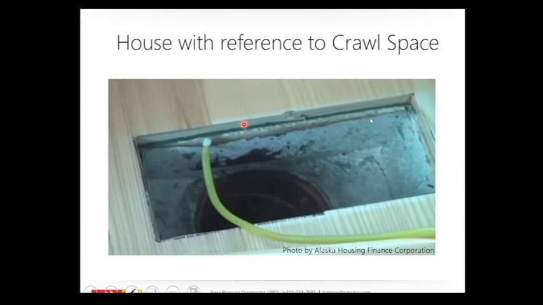So what we're seeing on the other side of here is the crawl space. Again, running the house at 50 pascals with reference to the outside, and now he's finding out the reference to the inside.